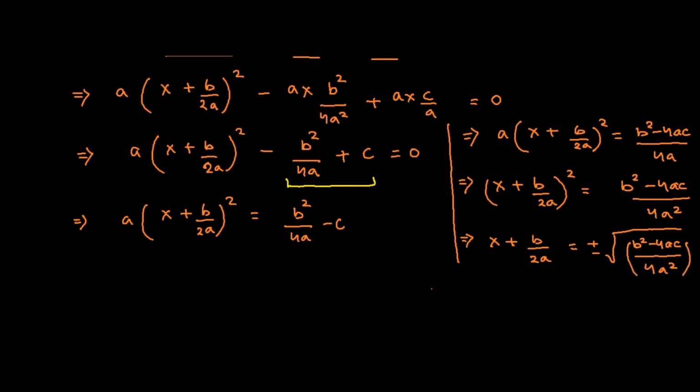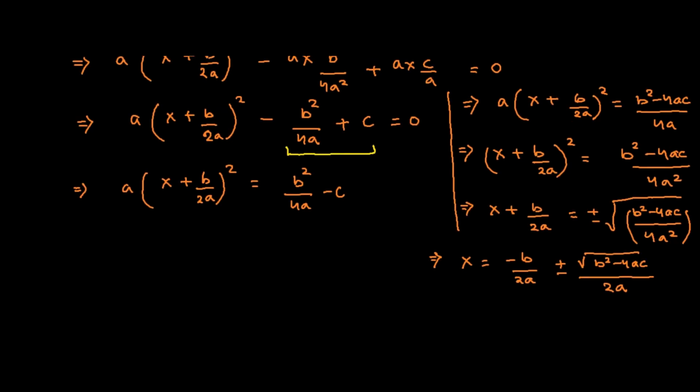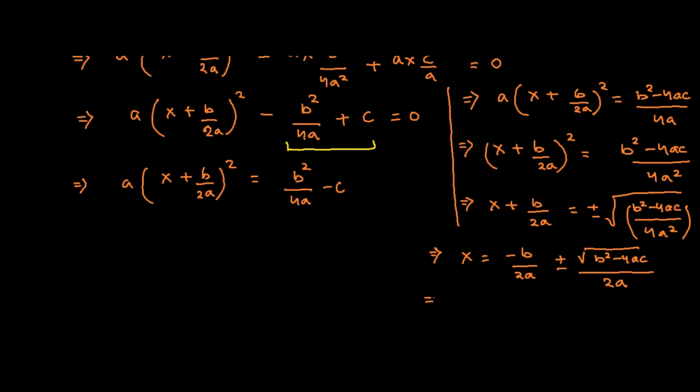Now if you solve this, taking b over 2a to the other side, you can write x will be equal to minus b over 2a plus and minus square root of b square minus 4ac, and the square root of 4a square can be written as 2a. Alright, now if we take the LCM, it's 2a, we end up getting x equals (minus b plus and minus square root of b square minus 4ac) whole divided by 2a. So this is our quadratic formula.